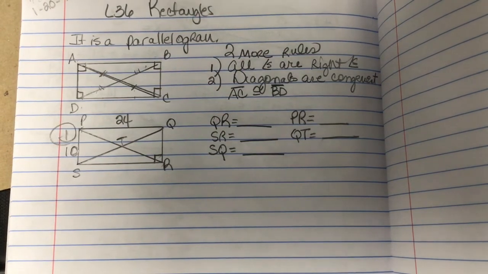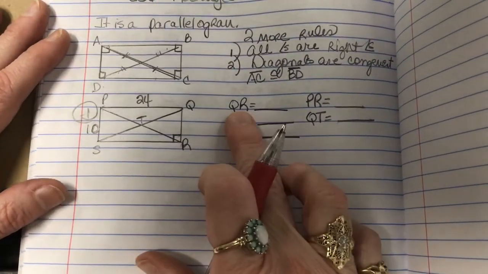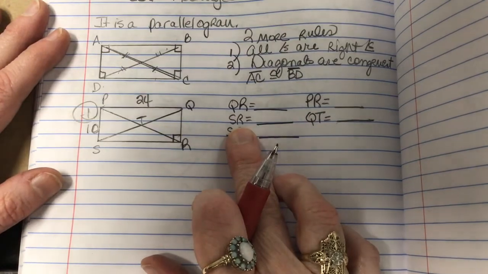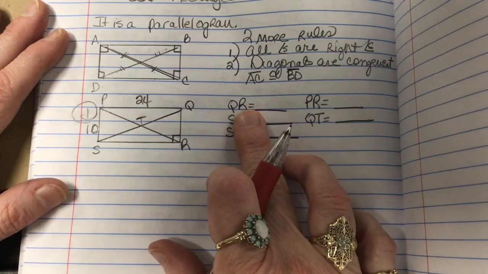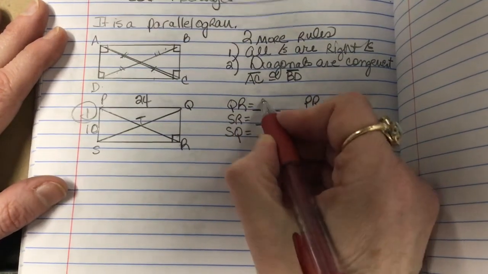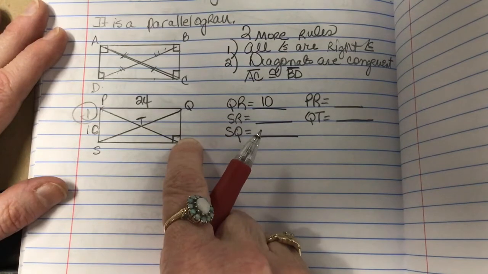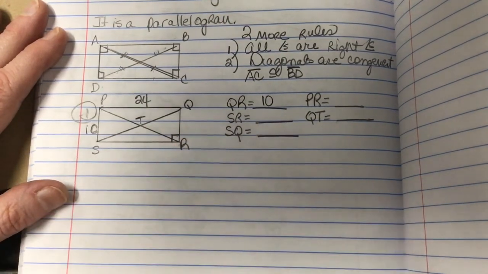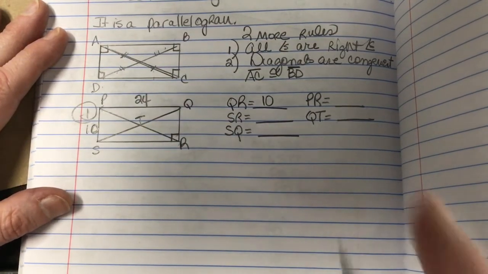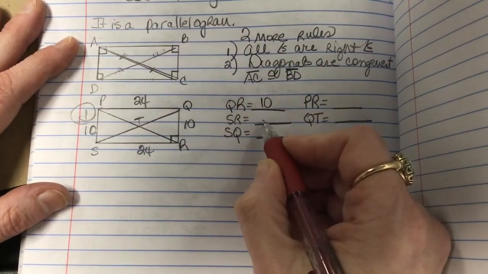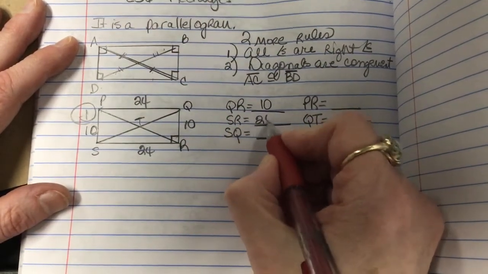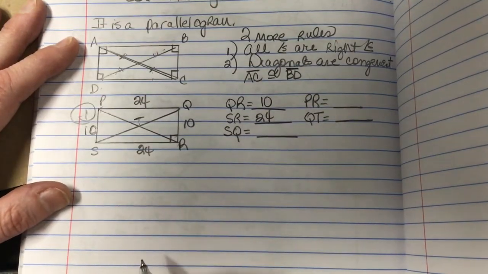Okay, do we know any of these to start out with? Do we know QR? Do we know SR? Do we know SQ? I don't think we know the last 3. We should know QR. How much? 10. Opposite sides of a parallelogram are congruent. That's where that comes from. See, these are congruent not because it's a rectangle, but because it is a parallelogram. SR, and I'm going to write them on there. SR is 24. Again, opposite sides of a parallelogram are congruent.